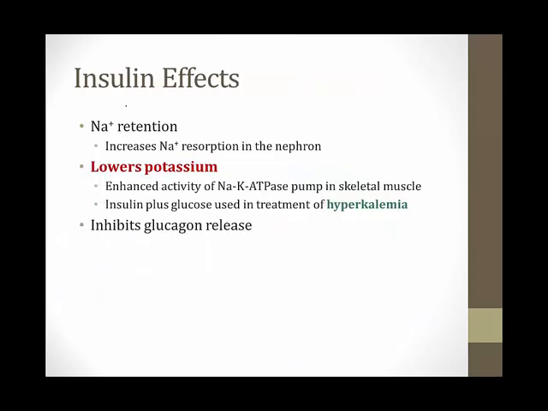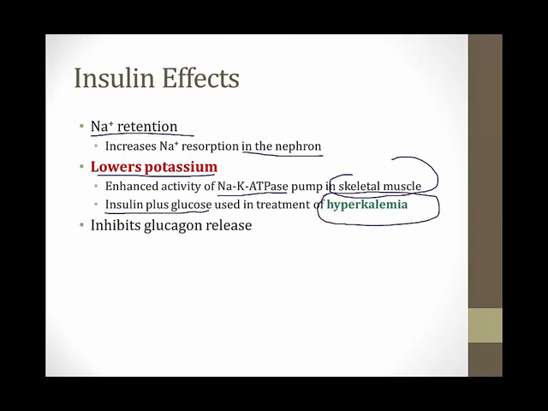Other effects of insulin: it's been shown to increase sodium retention by increasing the resorption of sodium in the nephron. It also lowers potassium. It enhances the activity of sodium-potassium ATPase pumps in skeletal muscle. This will bring more potassium into skeletal muscle cells and lower the serum potassium level. This is the reason that insulin, together with glucose, is used in the treatment of hyperkalemia. When patients have dangerous or life-threatening high potassium levels, you can administer insulin and the potassium level will fall.